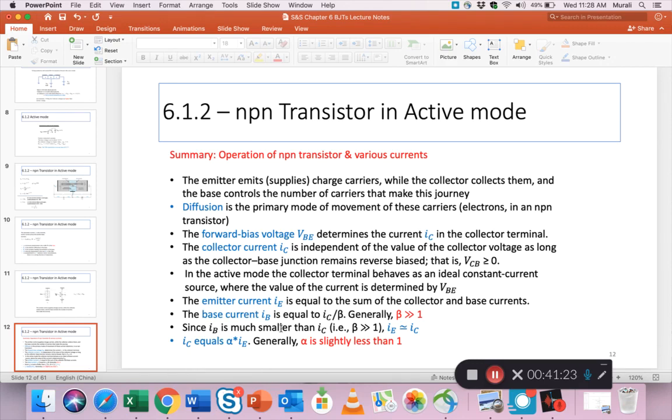Also, IB is much smaller than IC, and IE approximately equals IC. Not exactly equals, remember there's the alpha factor 0.99, 0.98, but in many cases you can visualize that the collector current and the emitter current are roughly equal. IC equals alpha times IE, generally alpha is slightly less than 1. So again, I hope you are able to by now completely become in control of all these ideas in slide 12, because they are all important as we move ahead.